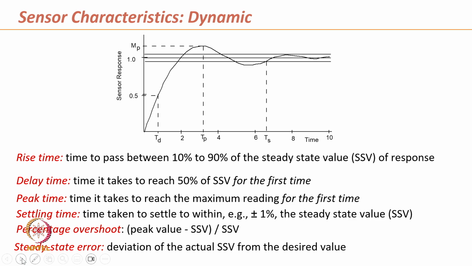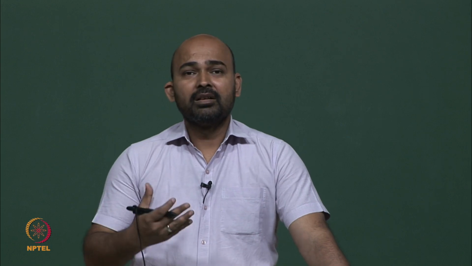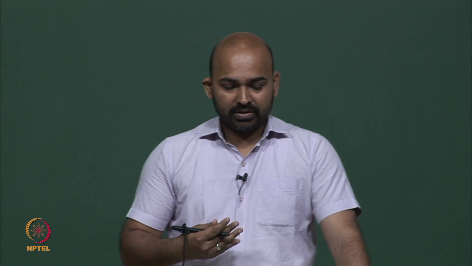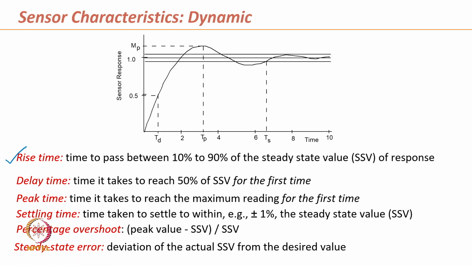The other sensor characteristics are dynamic in nature. Dynamic means the output of the sensor actually drifts or changes with time. So, these are called dynamic characteristics. First is rise time. For example, we have a sensor, and when we apply a step input to it, the output changes like this graph: it shoots up and then it goes down and settles down to a certain final value. So, there is a rise time involved.